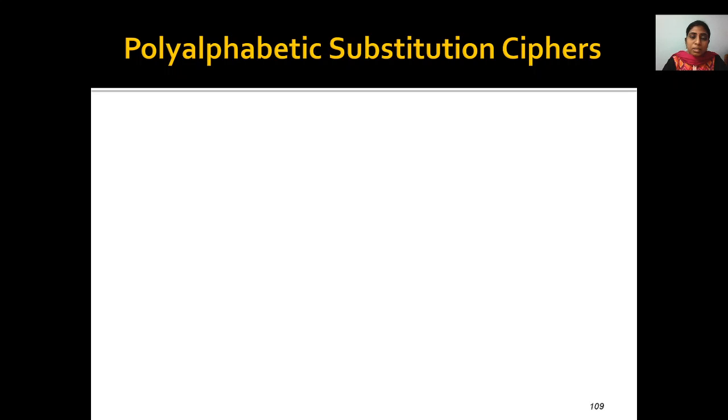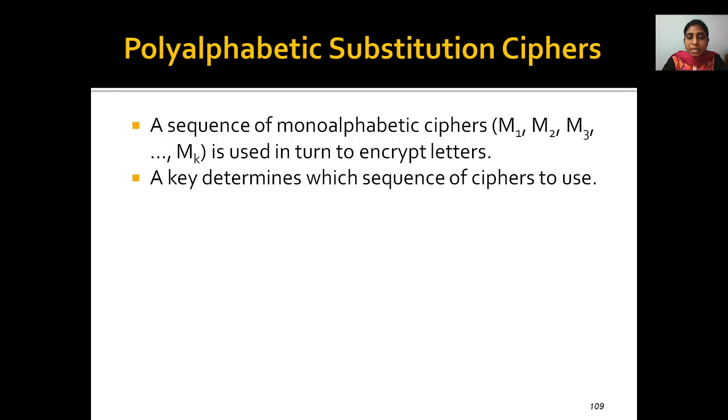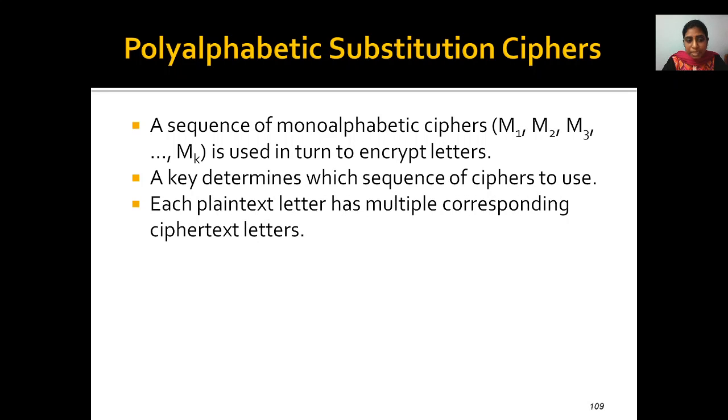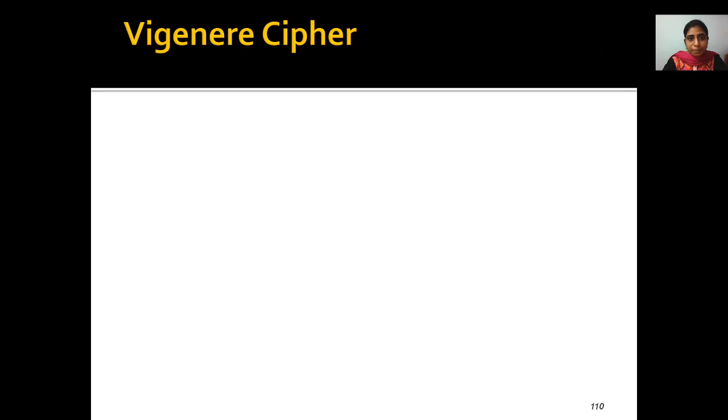Similar to the monoalphabetic substitution cipher, the polyalphabetic substitution cipher works in a similar way, but here we use a key which is of the same length as the plaintext. We take a sequence of monoalphabetic ciphers to encrypt the letters. The key determines which sequence of ciphers to use. Each plaintext letter has multiple corresponding ciphertext letters. This makes cryptanalysis harder since the letter frequency distribution will be flatter.